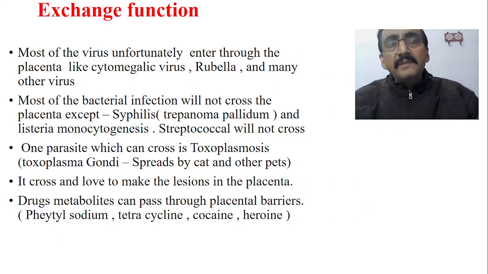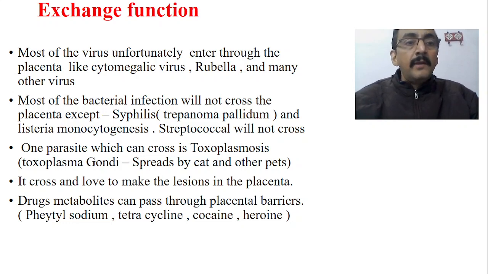Now what happens is most of the viruses unfortunately enter through the placenta, like cytomegalovirus, rubella and many other viruses. Most bacterial infections will not cross the placenta except syphilis, Treponema pallidum, and Listeria monocytogenes. If Listeria monocytogenes passes, it may lead to fetal diarrhea. There's a condition called fetal diarrhea. Ampicillin is the drug of choice again. Streptococcal infection will also not cross the placenta, but viruses can cross. Some of the viruses, especially the TORCH group of infections, can cross.